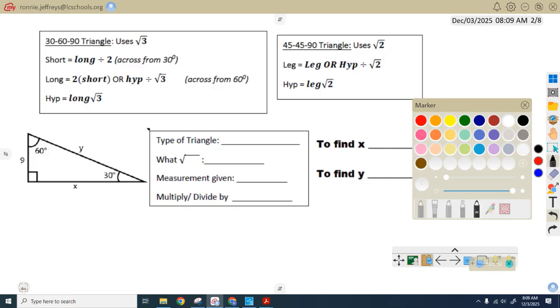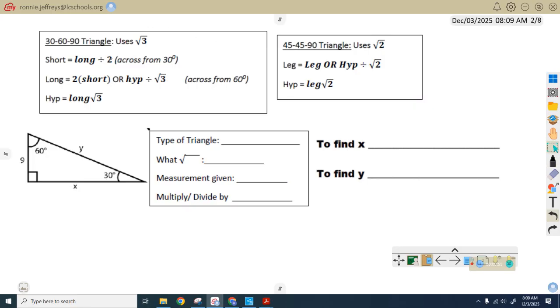All right, so a 30, 60, 90 triangle uses a root 3. There's a reason this is up here, because on the very sad Check on Learnings yesterday, I had people using root 2 with the 30, 60, 90. I had people using root 3 with the 45, 45, 90.